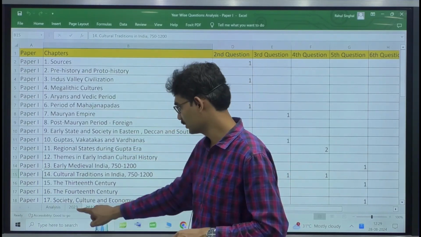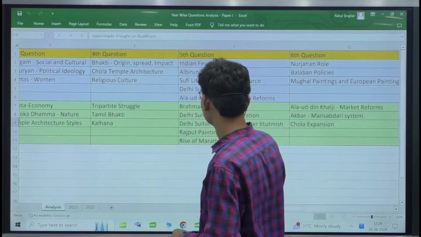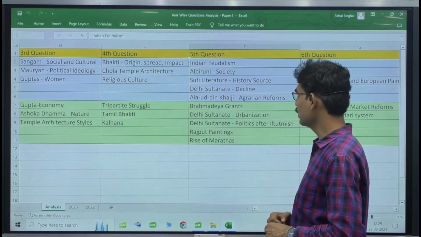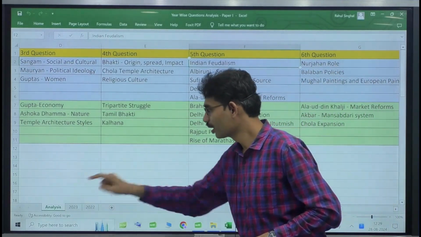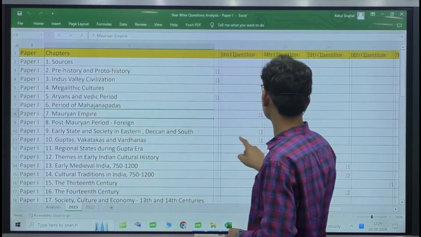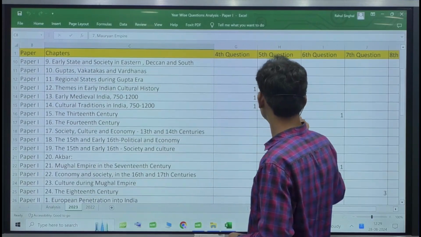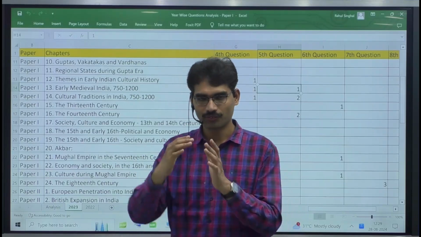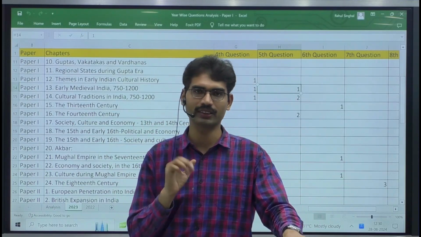Let us analyze that. Now when it comes to the 5th question, let us see here. Indian feudalism, Al-Biruni, Sufi literature, Delhi Sultanate and Alauddin Khalji. In 2023, question number 5, unit number 13. The 5th question is compulsory. You cannot do anything. You are supposed to write.